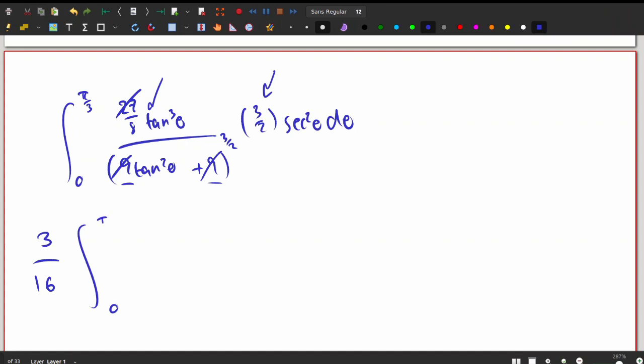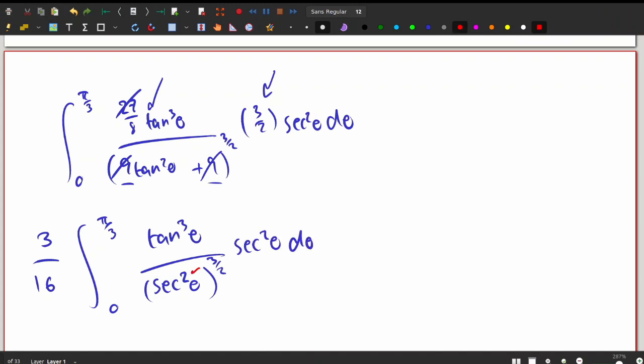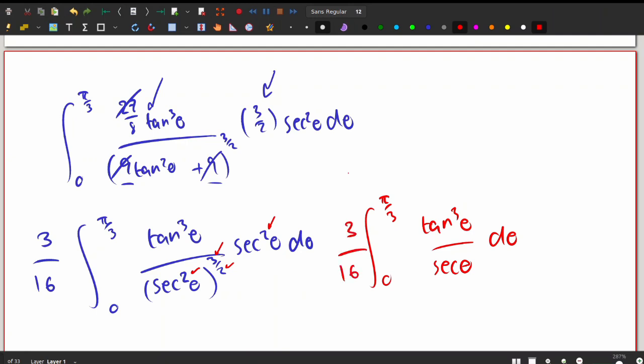It's still from 0 to pi over 3 of tan cubed theta divided by sec squared theta to the 3 over 2 times sec squared theta. Now, this sec squared theta square root is going to cancel out, so we're simply going to be left with a secant cubed theta. This is going to cancel out with the secant squared theta in the numerator to turn our expression into the integral from 0 to pi over 3 of tan cubed theta divided by secant theta with respect to theta. Of course, this is all multiplied by 3 over 16 because that doesn't change.